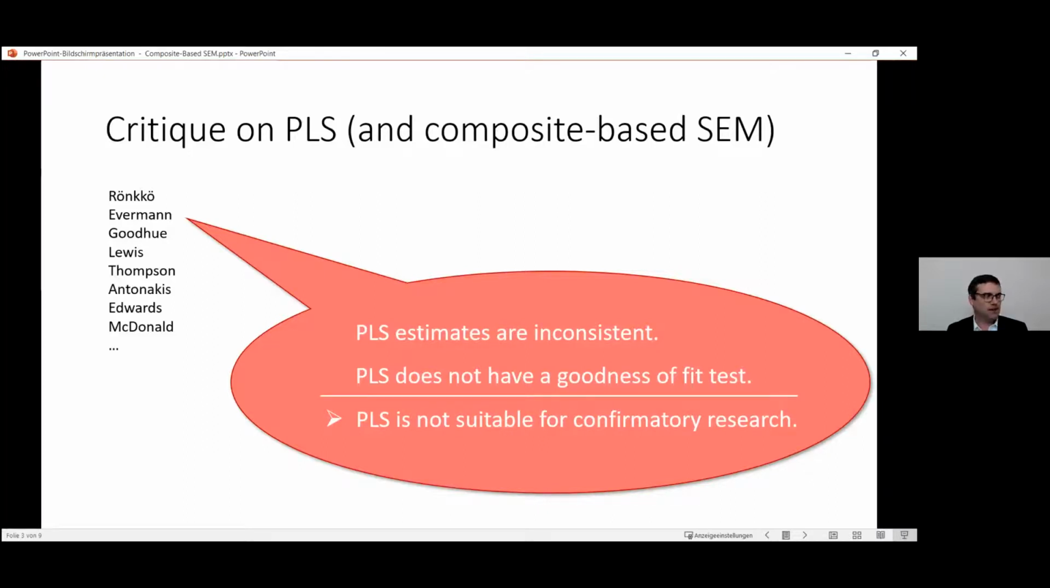And in particular, they said PLS estimates are inconsistent, so they don't tell you the truth, and PLS does not have a goodness of fit test. And taking these two things together, PLS is not suitable for confirmatory research. And actually, they were right. It's exactly like this. From 2014 on, we really should know that because they're right. What to do about that?